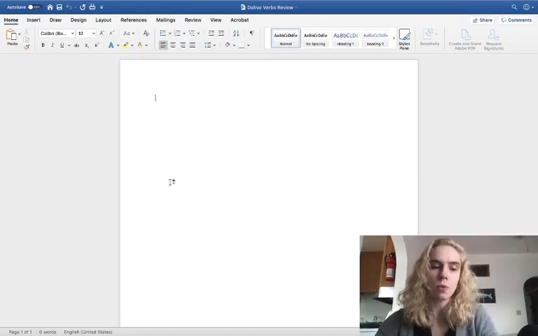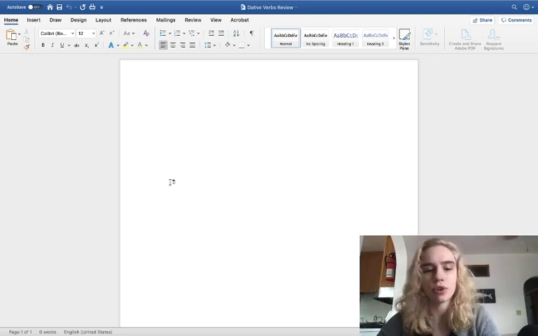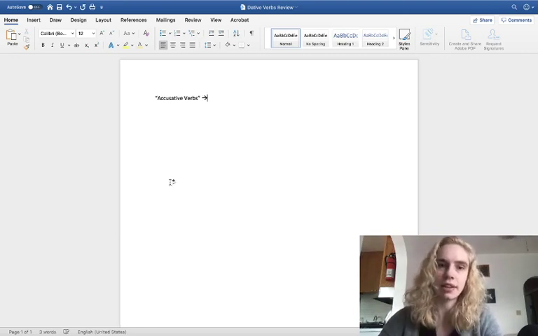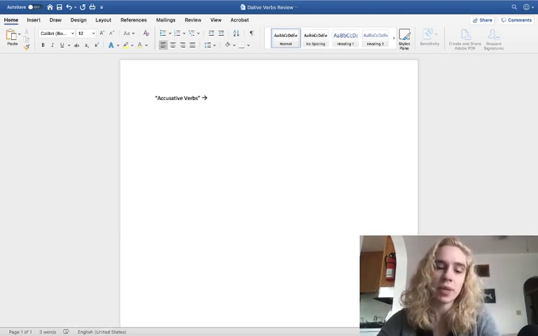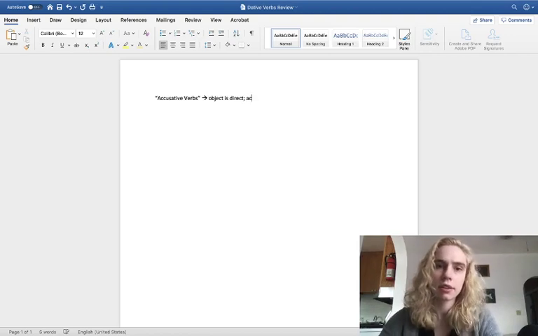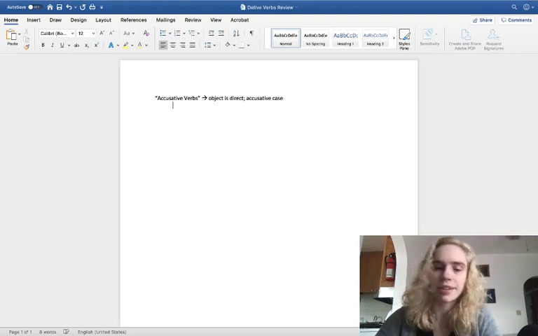Okay, so we have talked in the past about the nominative, accusative, and dative cases and what those mean in German. So most verbs in German will be so-called accusative verbs, and that means that their object would be in the accusative case. So it's a direct object then. There are lots of examples of this.